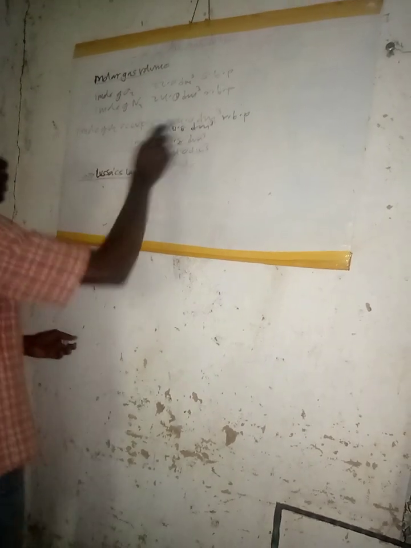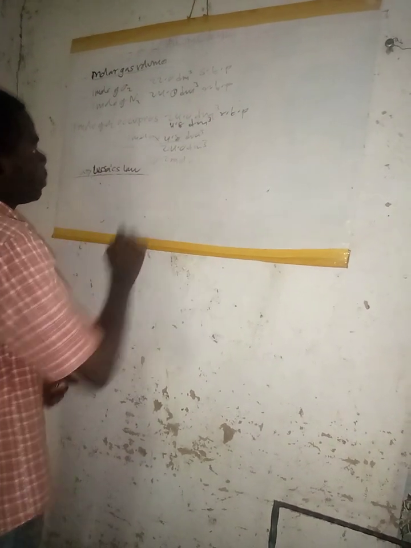Calculate the number of moles of oxygen gas present in 4.8 decimeters cubed of the gas at RTP. So this is what you are going to do. You will say 1 mole of oxygen occupies 24.0 decimeters cubed at RTP.